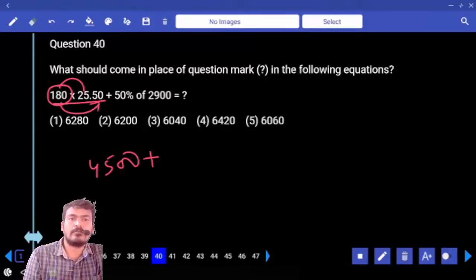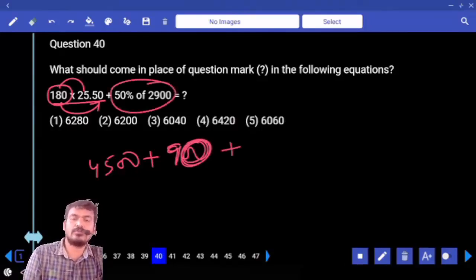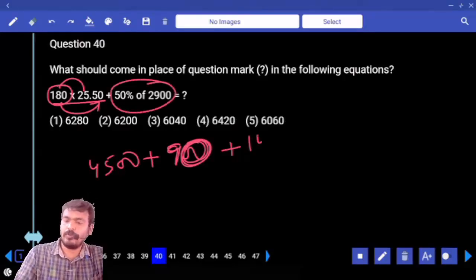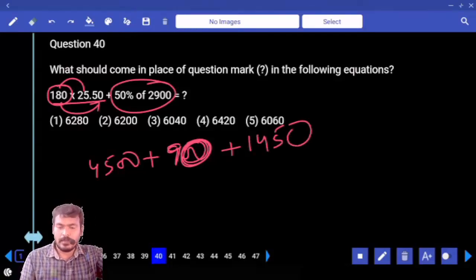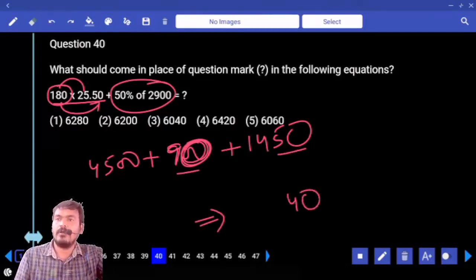Half value. 180 into half means 90 plus 50% of which value? 2,900. Half of the 2,900, 1,450. Adding or subtracting? Adding. 90 plus 50, 140. Ending with 40. How many options? Only one.